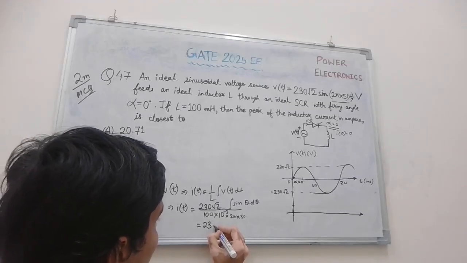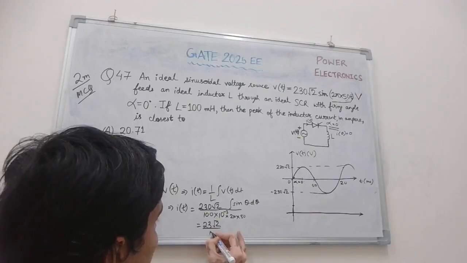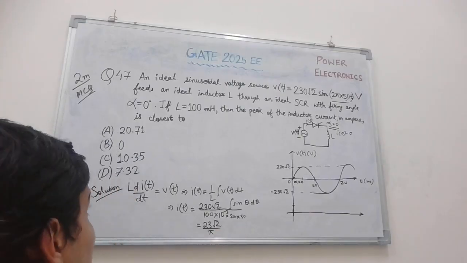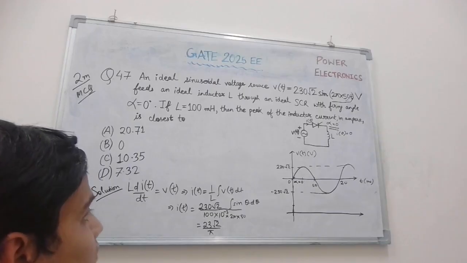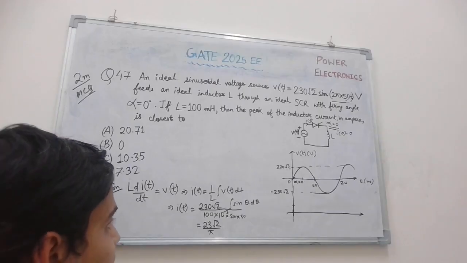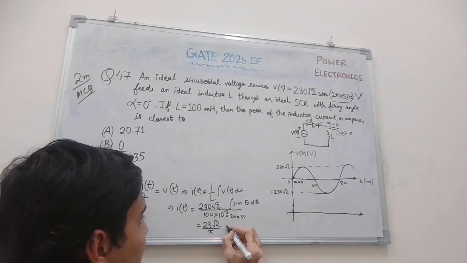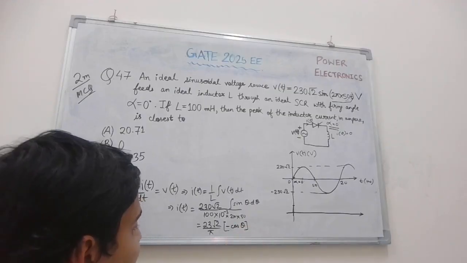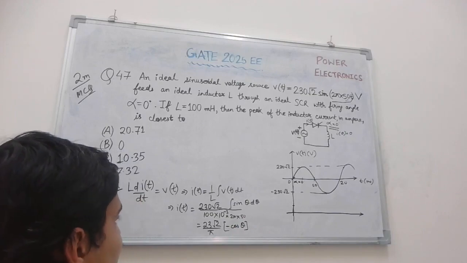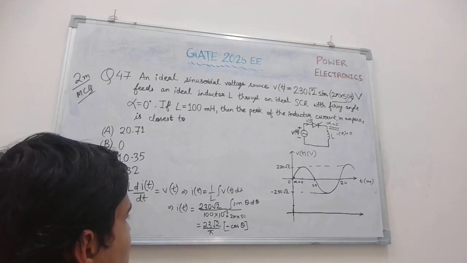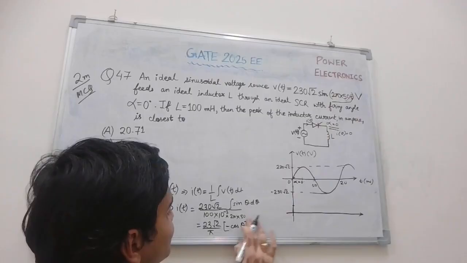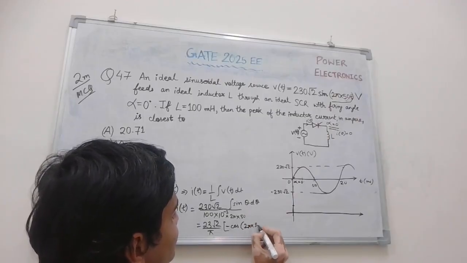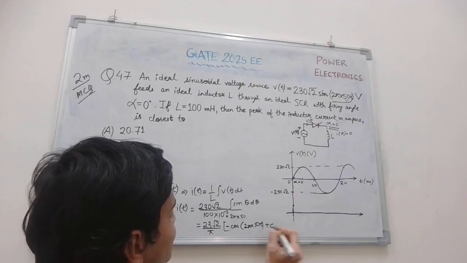So it will be what? 23 root 2 by pi. Correct? Okay. Sin theta integration is minus cos theta. And after that we can replace theta with 2 pi into 50t, plus a constant.